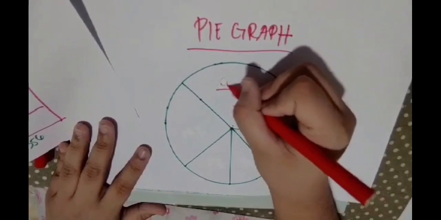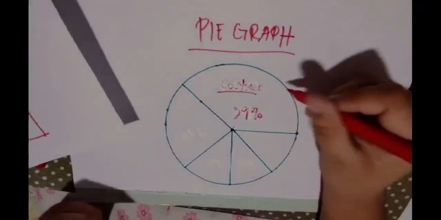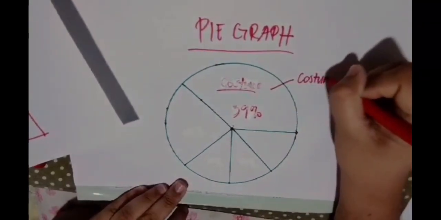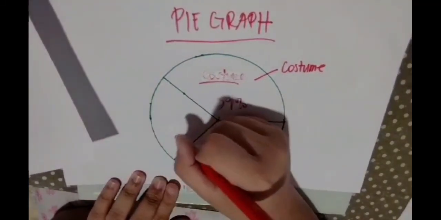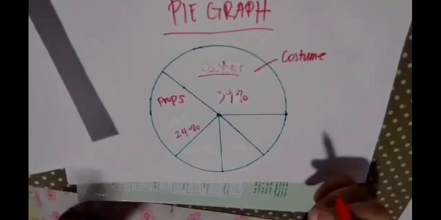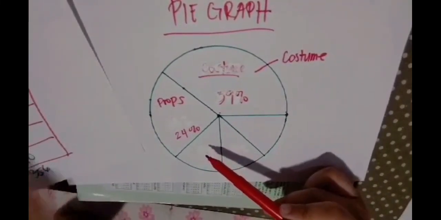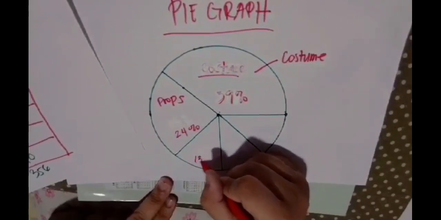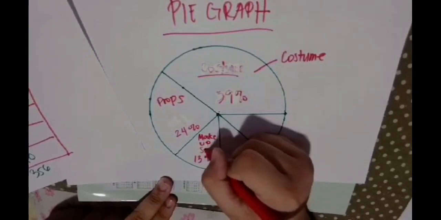And that is our costume. Wait, let me try to write again. This part over here is our costume. Next, the next highest number is 86. So this part over here is the 86 degrees, which means that this is the 24%, which is the props. Next, we have the 47 degrees, which is this one. 47 degrees is the makeup set. So this will be the 13%, which is the makeup set.